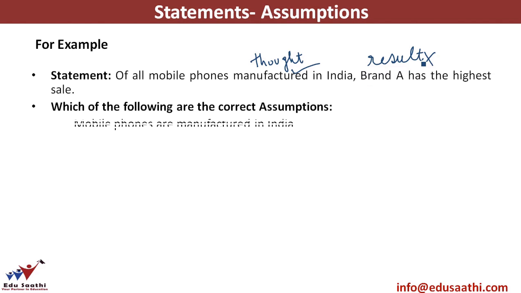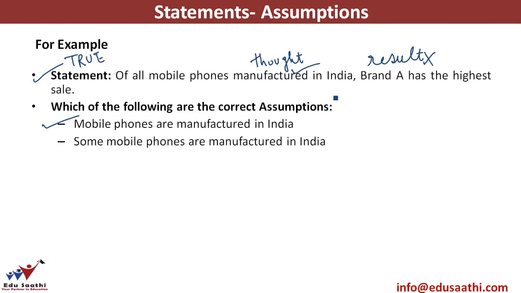Okay, so the first one, mobile phones are manufactured in India. Is it a valid assumption? For this statement to be true, you will always assume the given statement is true under all possible circumstances. Your own information regarding this subject matter is not asked. So can you say that mobile phones are manufactured in India? Yes, because we know at least one brand that manufactures mobile phones in India, that is brand A.